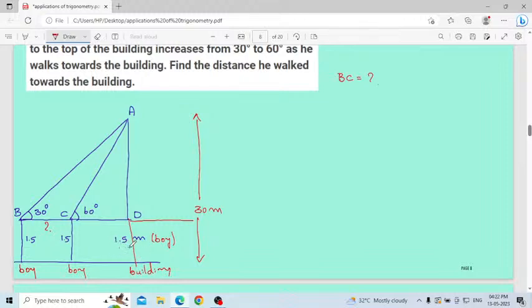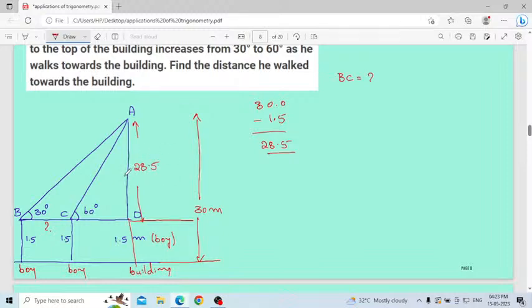Here 1.5 meters is the height of the boy, and 30 meters is the total building height. Even though the boy is standing on the ground, you have to do 30 minus 1.5. Then you will get 28.5. From the head of the boy to the top of the building, from here to here, it will be 28.5.